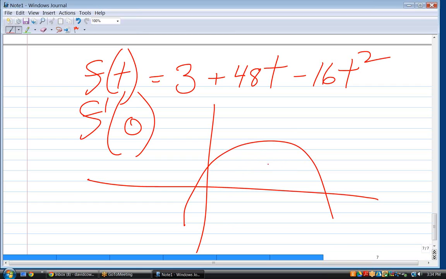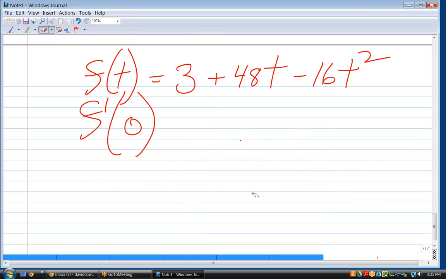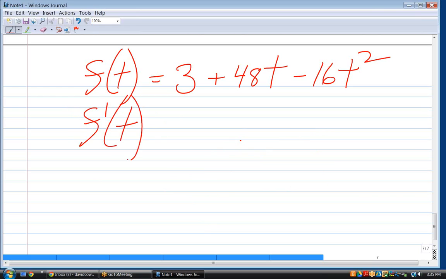Let me draw it like this. Well, you can see that the slope of the tangent line changes dramatically depending on where you're at on this parabola. Slope is 0 there. Slope is positive here. Slope is negative here. So we need some way to figure out what f prime of t is. And once we get f prime of t, then we can plug in any t they want and come up with the slope of the tangent line at that point.